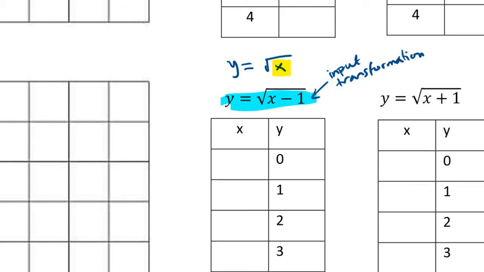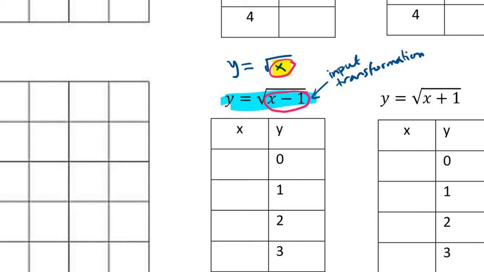Because the x has been modified to become x minus 1. Every time we modify the x value, we make it x minus 1, we are transforming the input. That's what we're really doing. But if we change the equation and the x is not changed, then we are transforming the output. Let me show you what I mean by that.